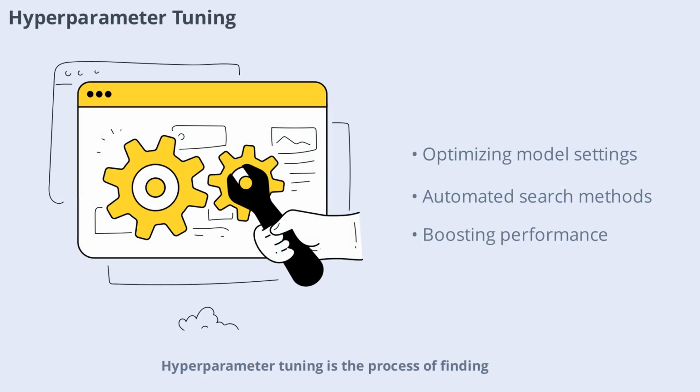Hyperparameter tuning is the process of finding the best settings for a model's parameters, such as learning rate or batch size. Automated techniques like grid search, random search, and Bayesian optimization can systematically explore different combinations to maximize performance. Proper hyperparameter tuning can make a significant difference in a model's accuracy and efficiency, ensuring that you get the most out of your chosen architecture.